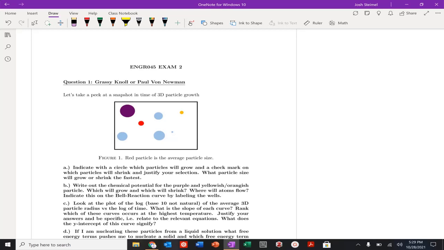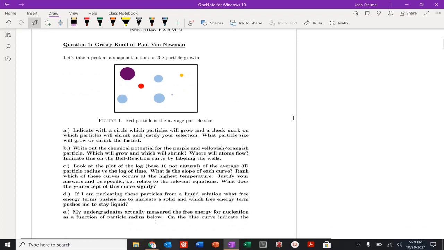Hi everyone, we are back and let's go into our exam 2 practice exam. So let's look at some of these solutions. Let's take a peek at the snapshot below. Red is the average particle size.